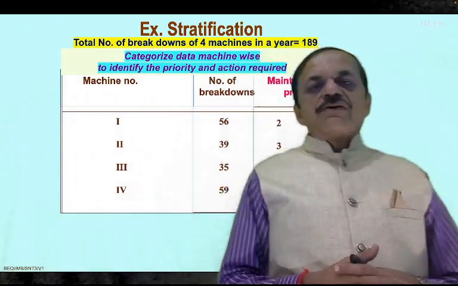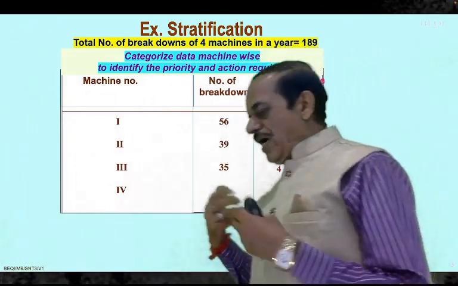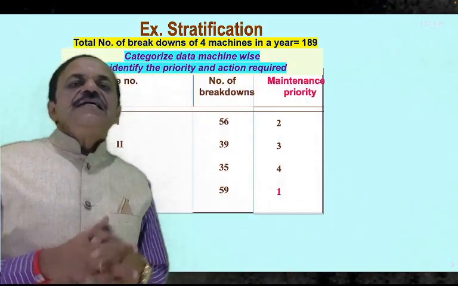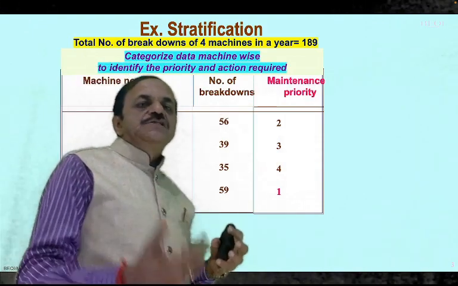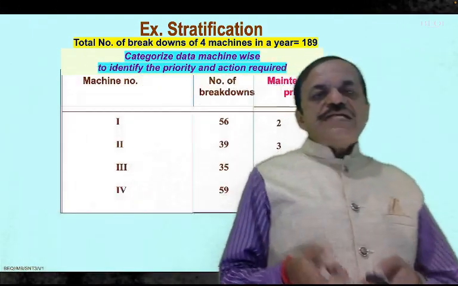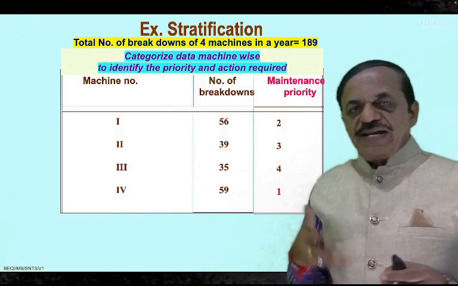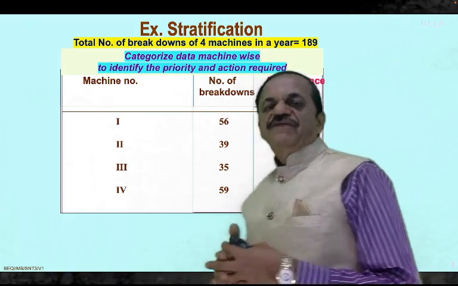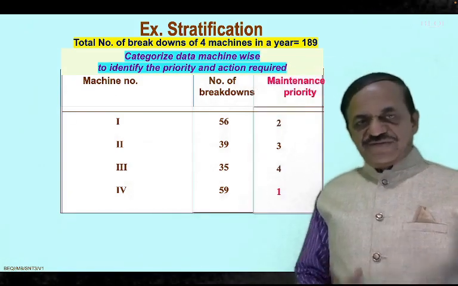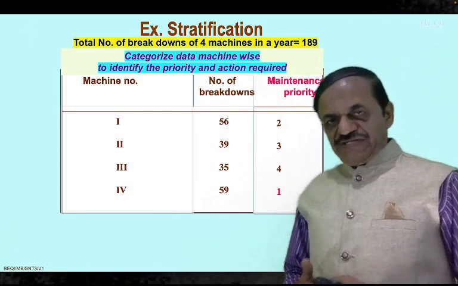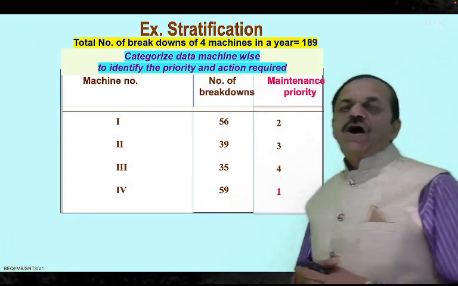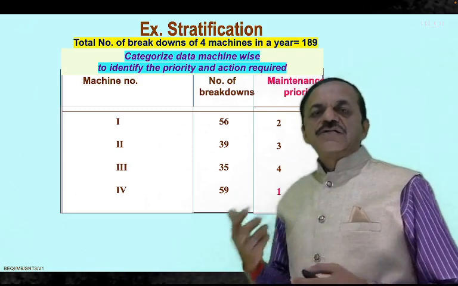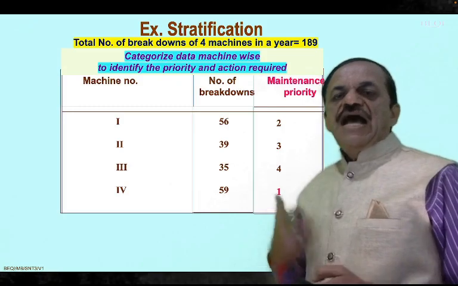Now this is a real example that I can give here. The total number of breakdowns of 4 machines in a year happened to be 189 for one of the departments, and the department head started getting panicky. So then he used the stratification tool. He used the below table to segregate the failures or breakdowns machine-wise. As you can see, machine 1 failed 56 times, machine 2 39 times, machine 3 35 times, and machine 4 59 times. Now for prioritization, obviously priority number 1 will be machine number 4, priority number 2 will be machine number 1 because it has 56 failures, and so on.